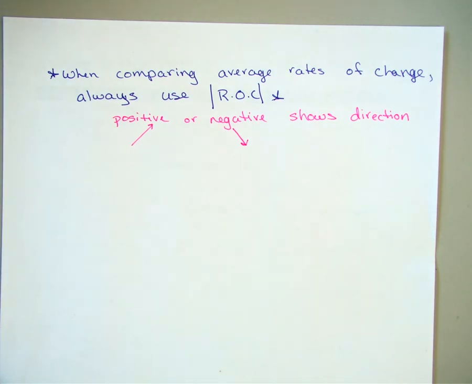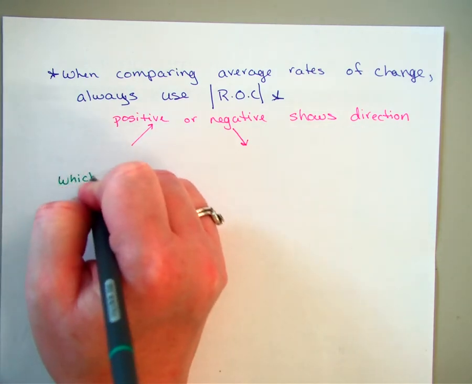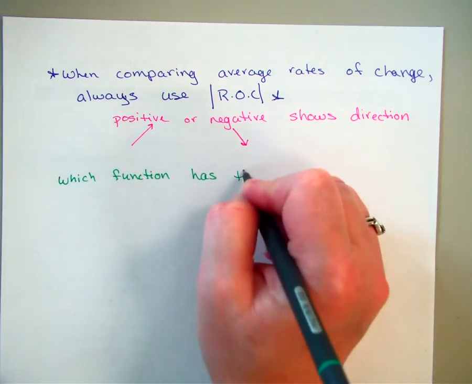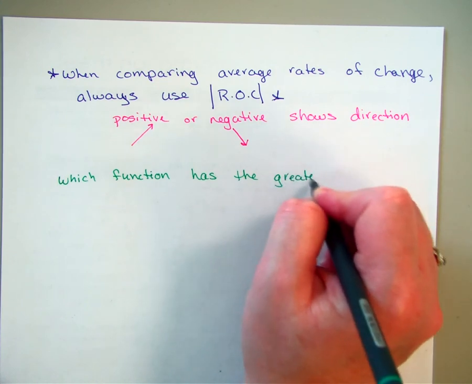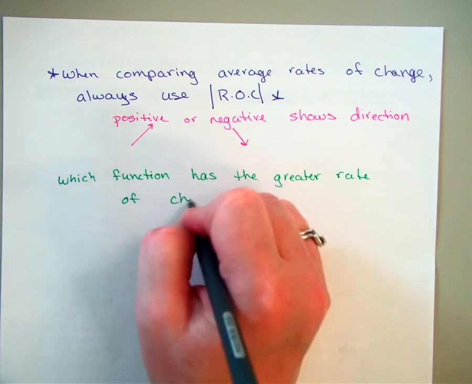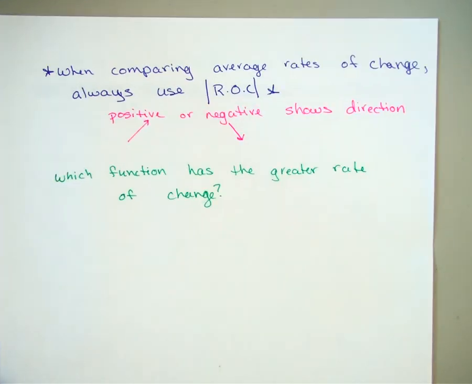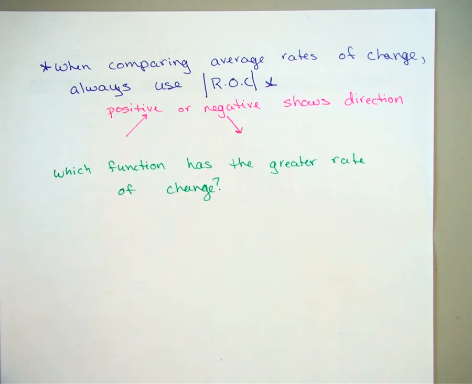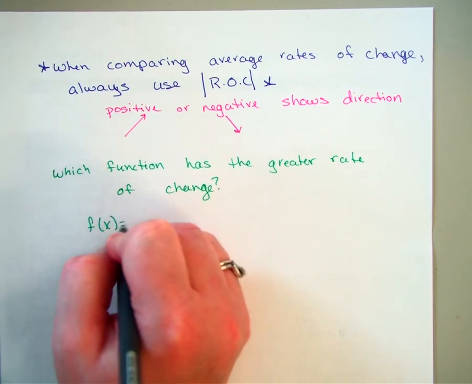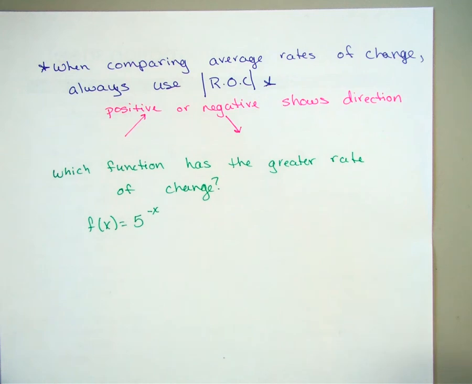Okay, so a couple of problems that I have here for us to look at. We're going to compare which function has the greater rate of change, which is kind of the whole reason we look at rates of change, is so that we can then compare the functions together. So let's say I have the function f of x equals 5 to the negative x.